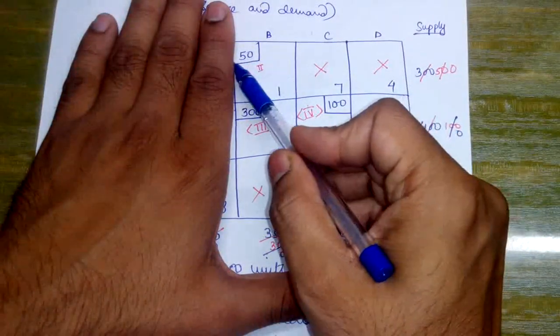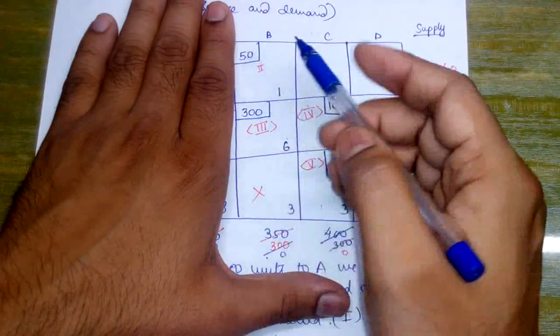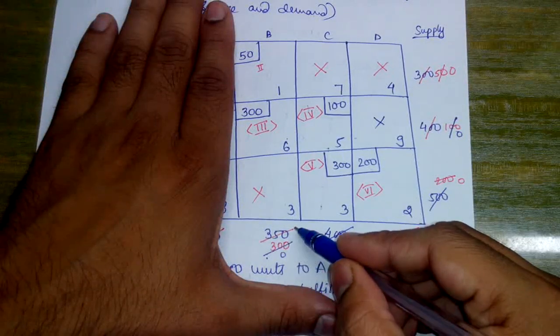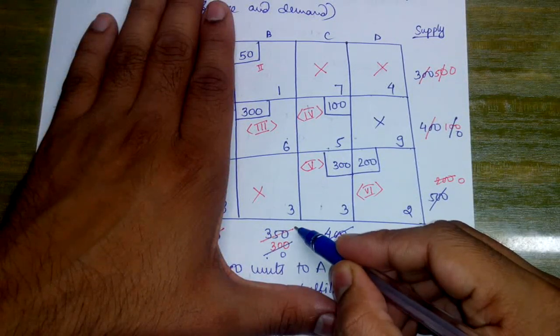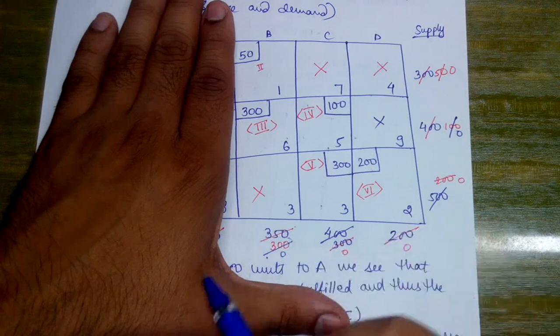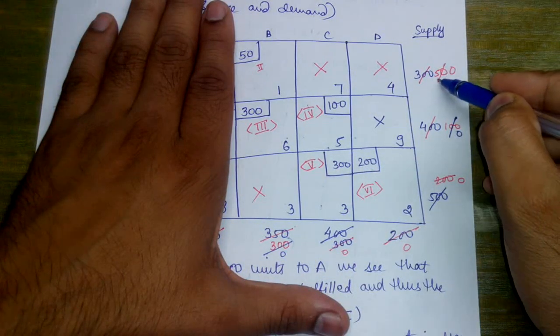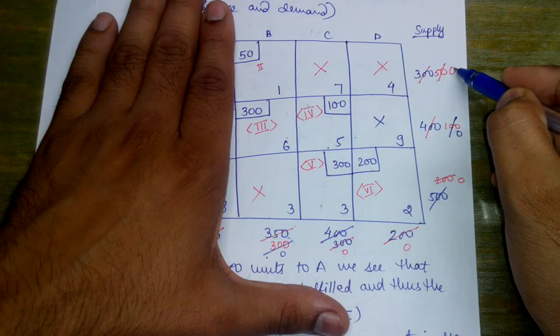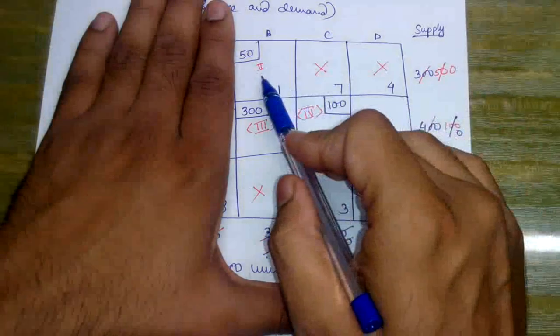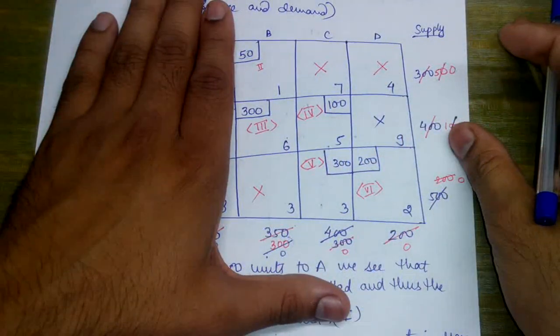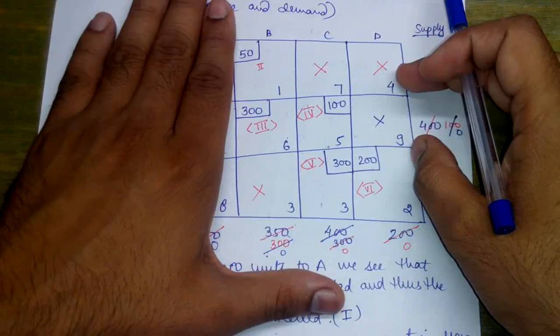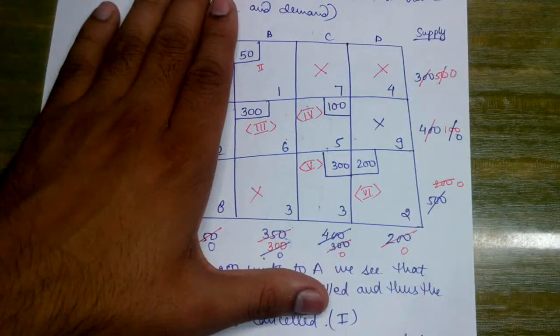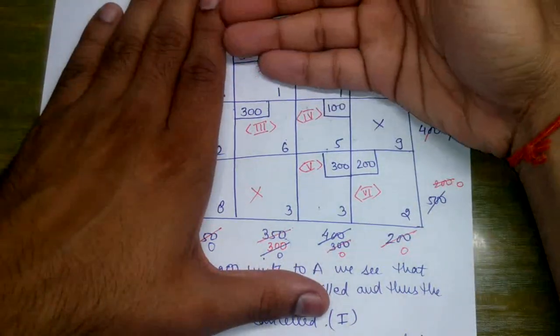So we have allocated 50 here. Now we will deduct 50 from 350 and we will obtain 300. And the 50 that was left has been allocated, so it becomes 0. Since this becomes 0, the entire row will be neglected. Now we will hide this row also.